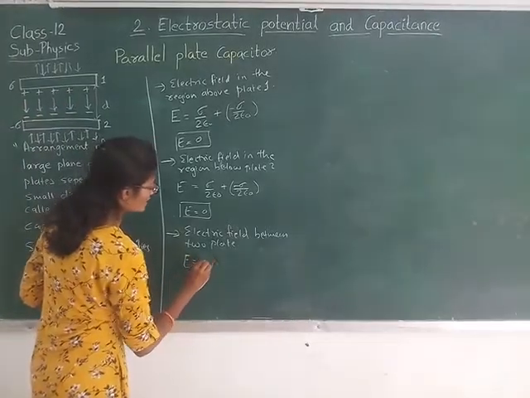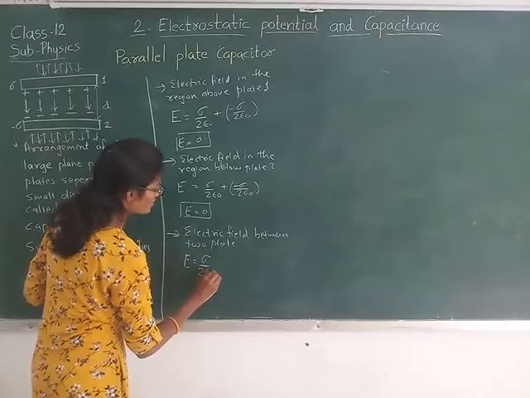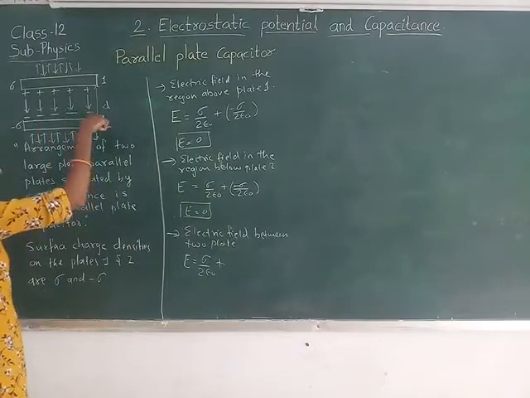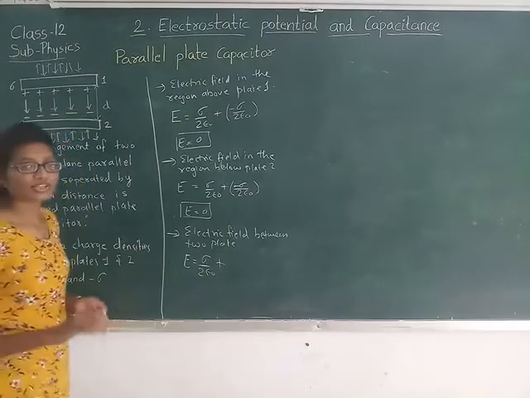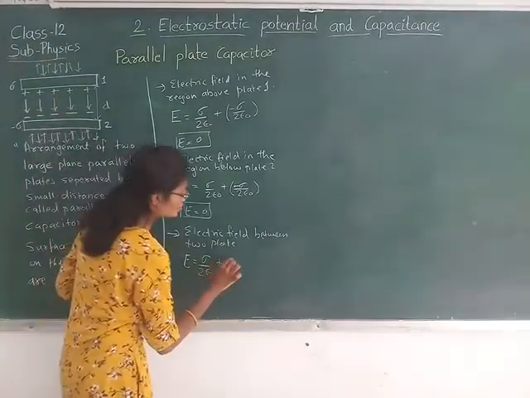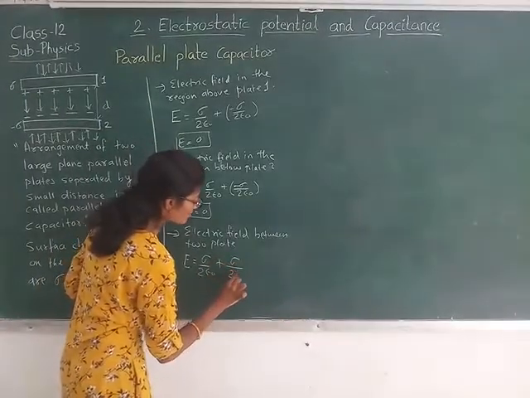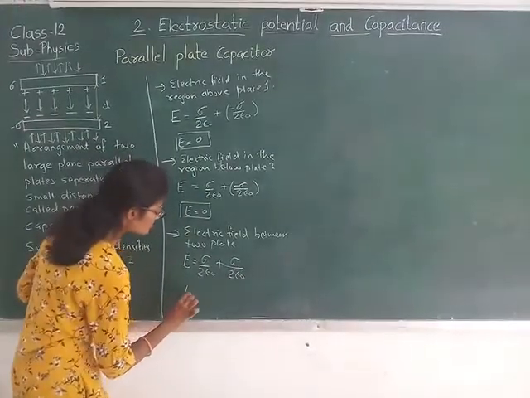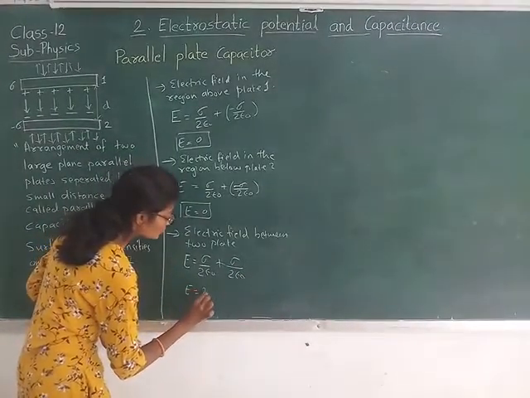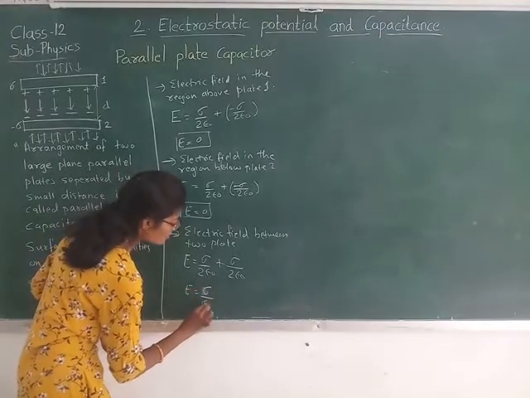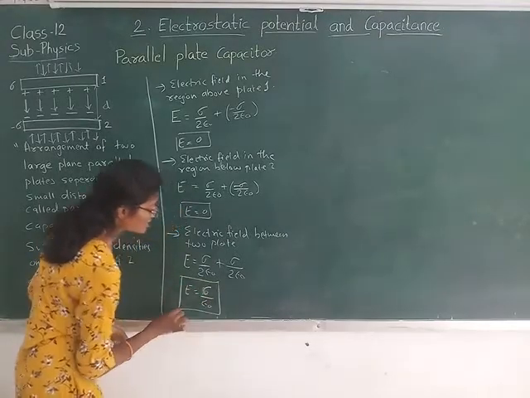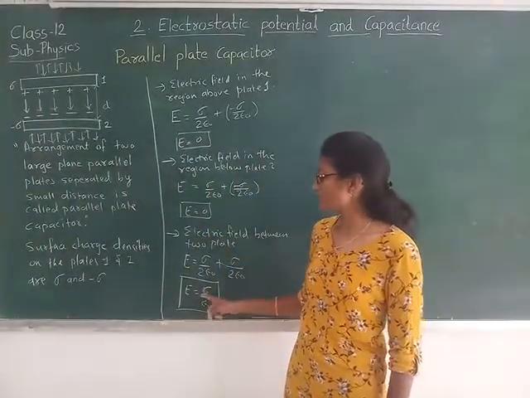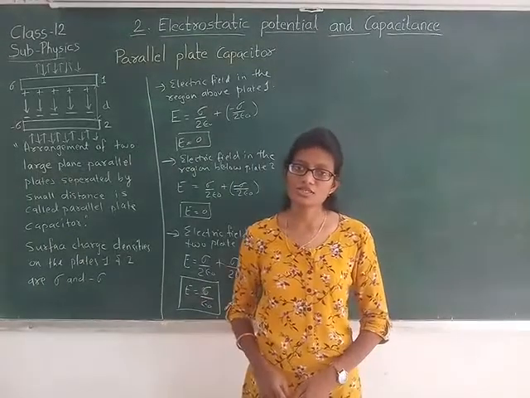Right? So that is equal to sigma upon 2 epsilon 0. Plus, due to this negative charge, again the electric field line is in the downward direction, that is, in the same direction. So due to the negative charge, it is sigma upon 2 epsilon 0. Both are in the same direction, so the summation will be what? E equals sigma upon epsilon 0. So the electric field between the two charged plates is equal to sigma upon epsilon 0.